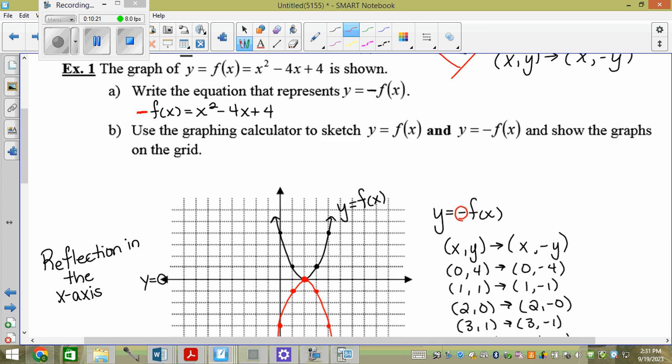So how can I get rid of a negative 1 and move it to the other side? Divide by negative 1 each term. So I can divide this by negative 1, this by negative 1. So I'm going to get f of x equals negative x squared plus 4x minus 4. Now type this into your y2 once you've written it down. You should get the red graph.